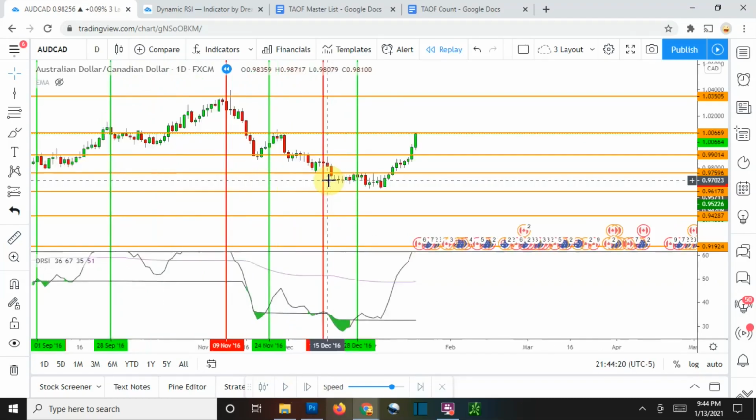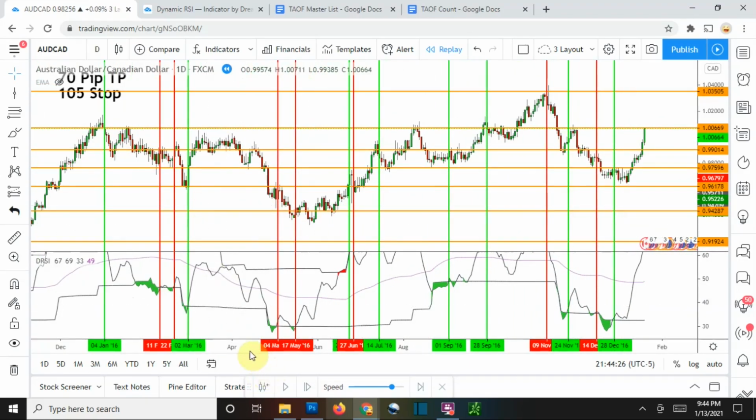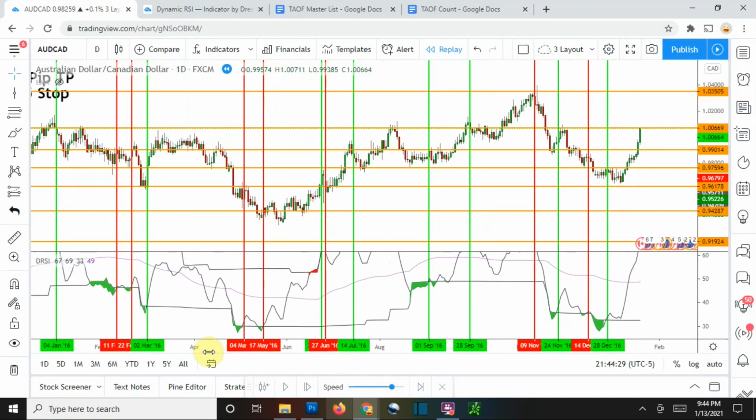So there we have it. That is the dynamic RSI. Let's go ahead and add these up and see what we get out of them. So we have 1, 2, 3, 4, 5, 6, 7, 8, 9, 10, 11, 12, 13, 14, and 15. So we have 15 trading signals altogether, and we have 8 winning trades. So unfortunately, that is not going to meet the 60% criteria that we are looking for.